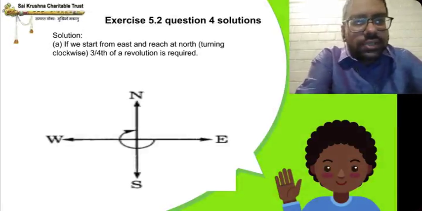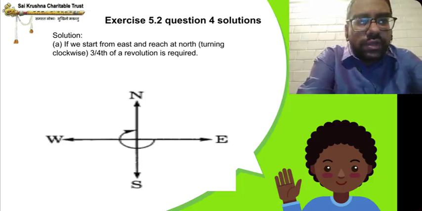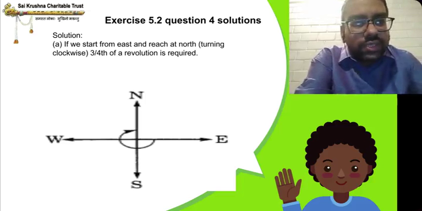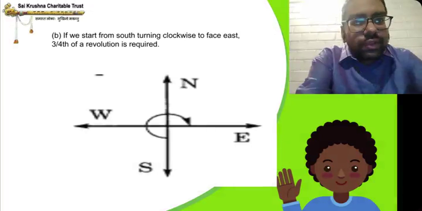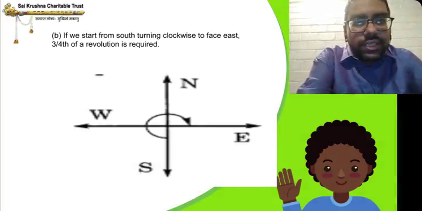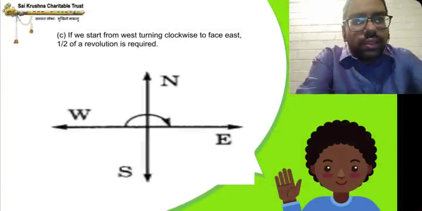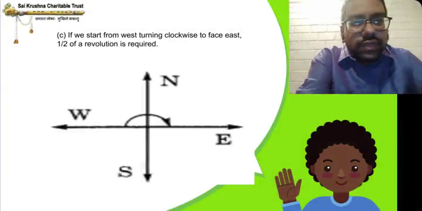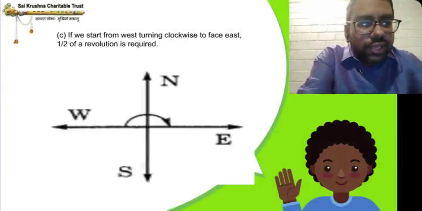Exercise 5.2, question 4. We start from east, reach at north, 3/4 revolution is required. East to south 1/4 revolution, south to west, west to north. Okay. Again, if we start from south turning clockwise to face east, 3/4 of revolution is required. If we start from west turning clockwise to face east, half revolution is required.